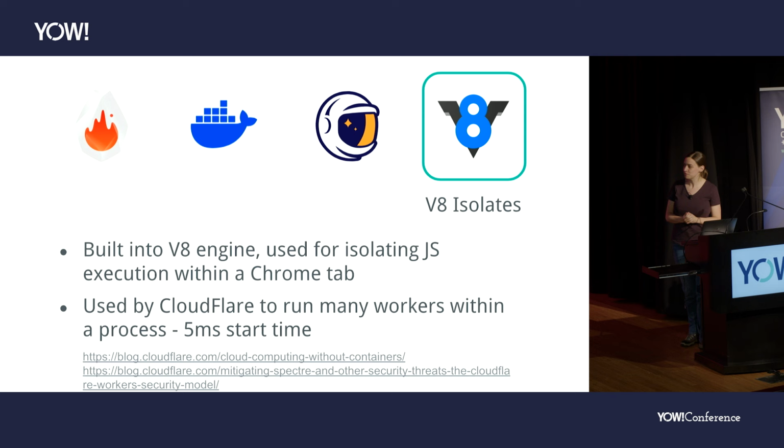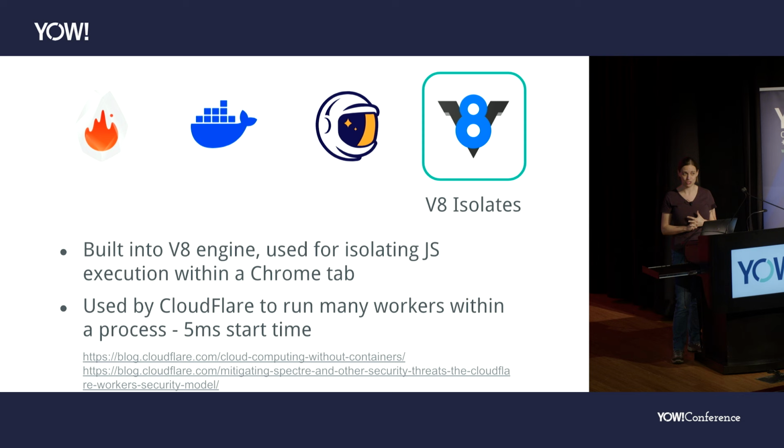V8 is the JavaScript engine underlying Chrome, and V8 isolates are a feature of V8 that lets you run separate JavaScript engine contexts, where in theory the JavaScript inside that isolate cannot access things outside unless you allow it to do so. Cloudflare has been doing this for a surprisingly long time. They have copped some criticism as to whether it's secure, but they've done a lot of work to make it as secure as they can. They're able to run a lot of tiny web servers very, very cheaply in the same process with a very short startup time. So this is not really a fair comparison.